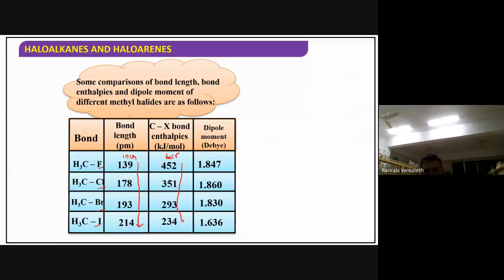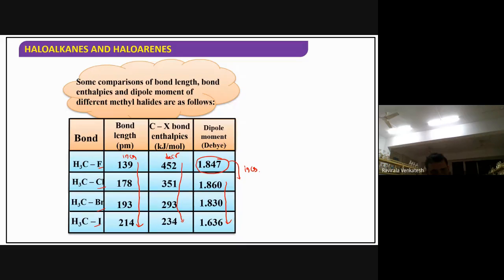Now the dipole moment, if you observe, is decreasing: 1.86, 1.83, 1.63. Now what about here? It actually increased here. Now, in examination they ask this question. Nobody asks for values. Write the values of bond length 139, 178, 193, 214? Don't remember that, leave it. Nobody asks in examination what is the bond length of CH3I. That is meaningless.